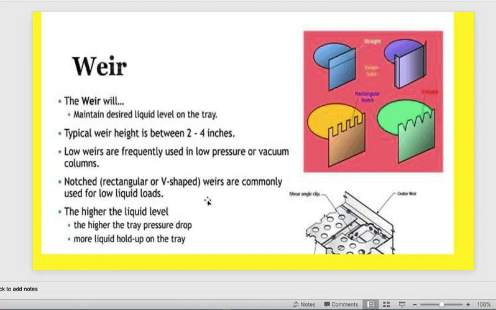The notched type weirs are commonly used for low liquid load. This is the notched type. There is a notch here, maybe arranged or in this shape. So we know what the weir is, what the types of weir are, notched or normal, and the function, and what will happen if we increase or decrease this elevation.